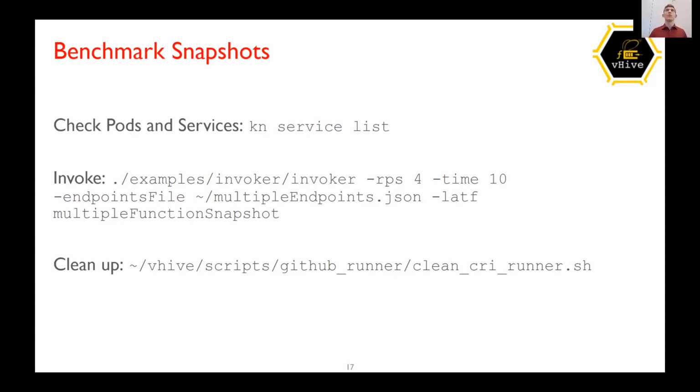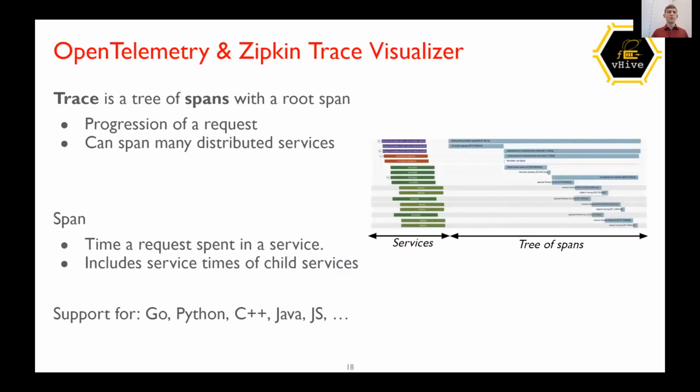So we want to go away from just looking at raw latencies for single invocations, because end-to-end latency in the end doesn't tell us what's actually happening, right? So we could have a latency of 5 seconds for a simple hello world, but it doesn't tell us how these 5 seconds are spent, right? And for that, we want to reintroduce OpenTelemetry and Zipkin.